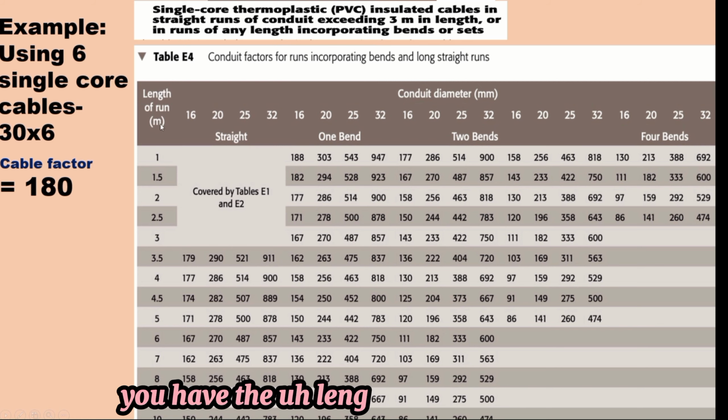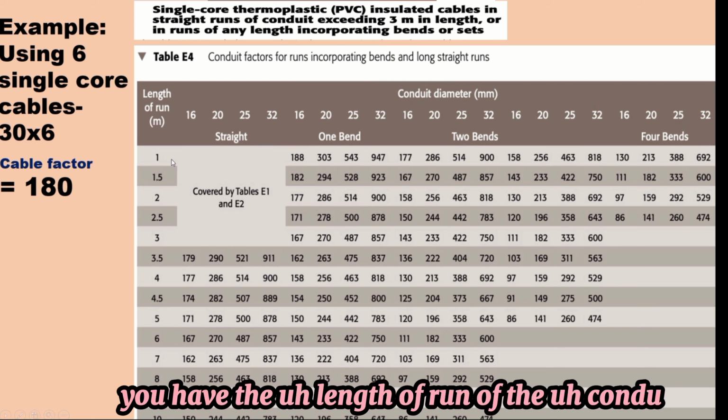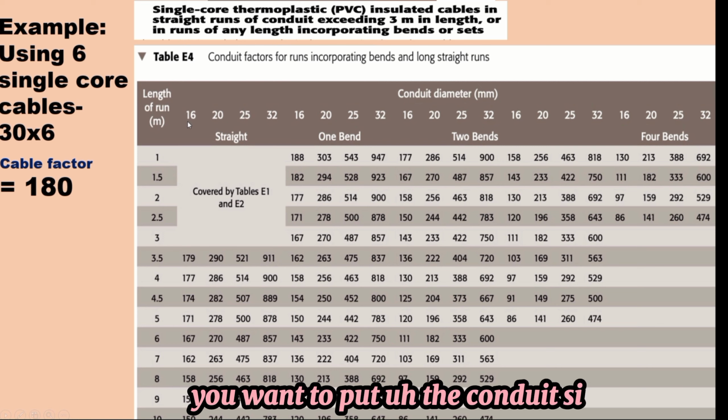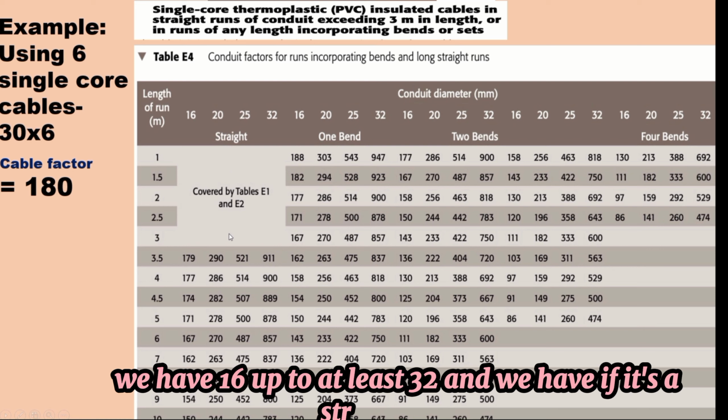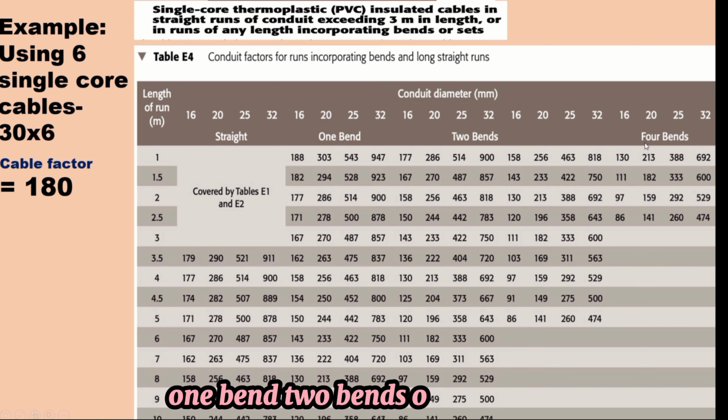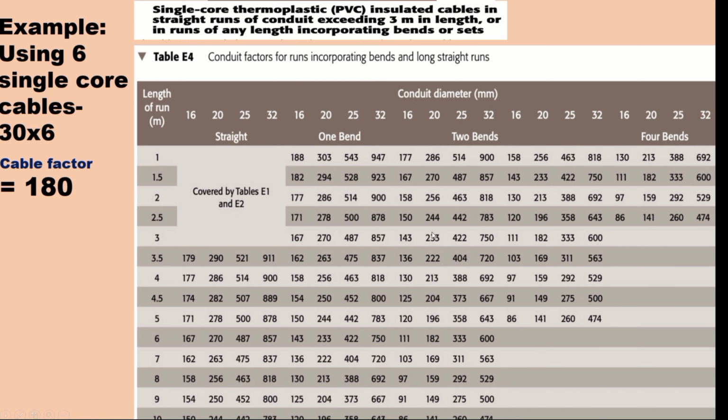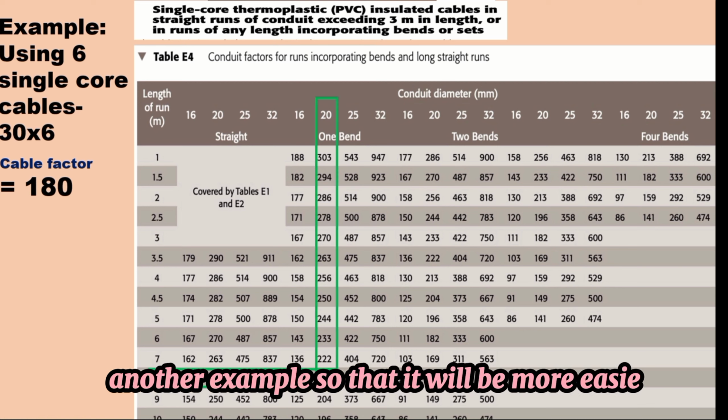You have the length of run of the conduit you want to put, the conduit size. We have 16 up to at least 32, and we have if it's a straight bend, 1 bend, 2 bend, or even 4 bends. So in this case, what do we do with this information? Well, let's use another example so that it will be easier for you to understand.